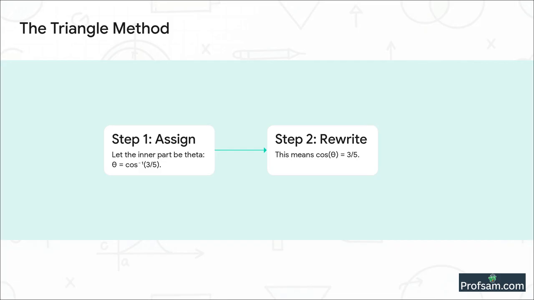Okay, step 1 is super simple. Whenever you see a messy inside part like this, just give it a name. Let's call the entire inside part, cos inverse of 3 by 5, theta. So all this means is that theta is some angle, and the cosine of that angle is 3 by 5.